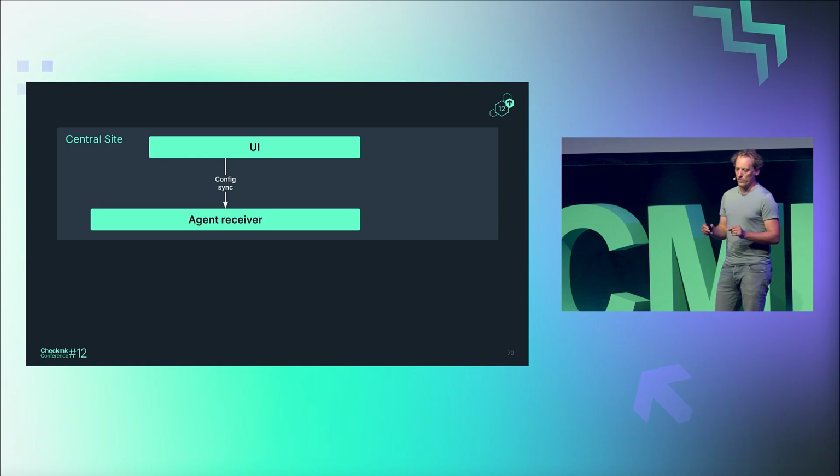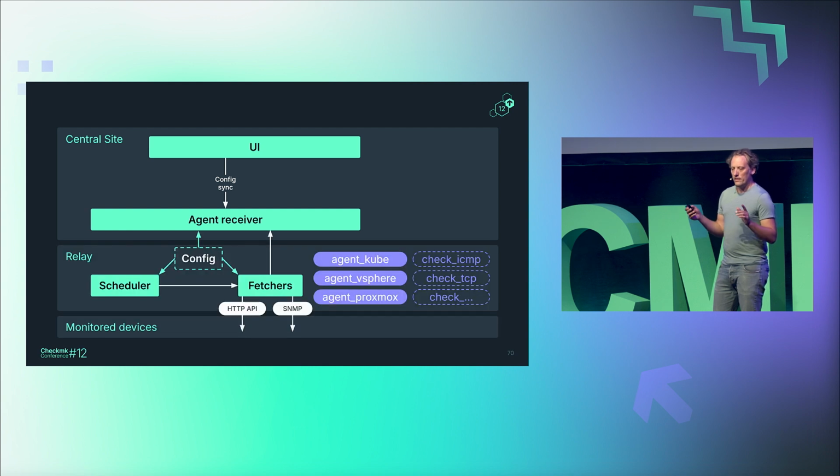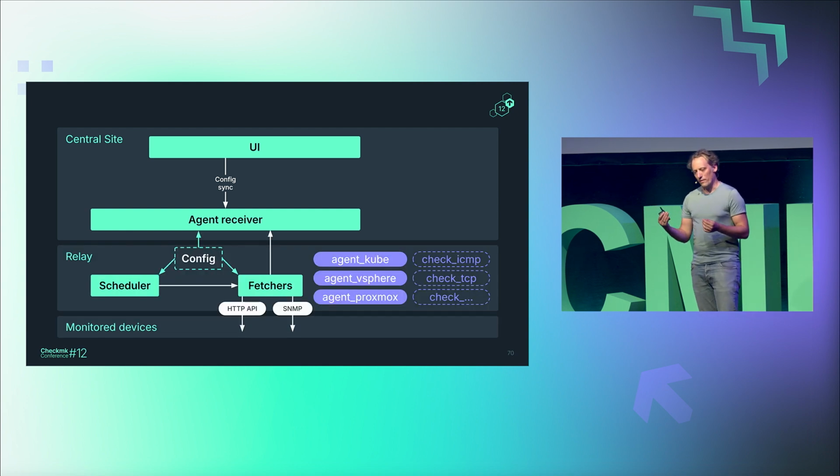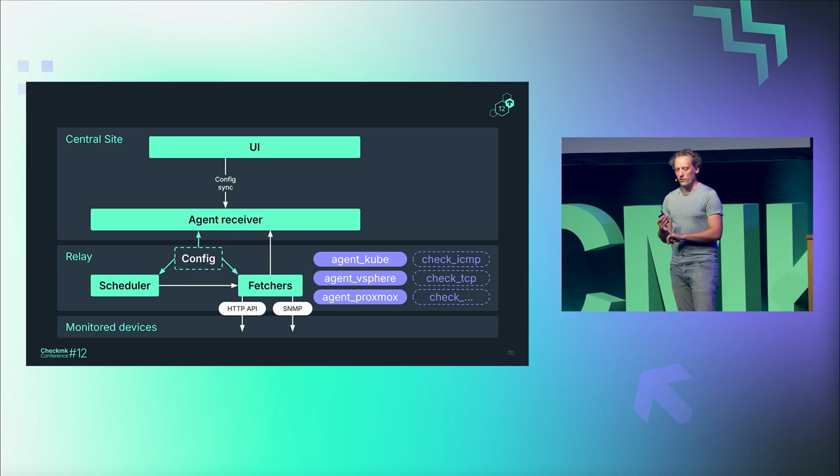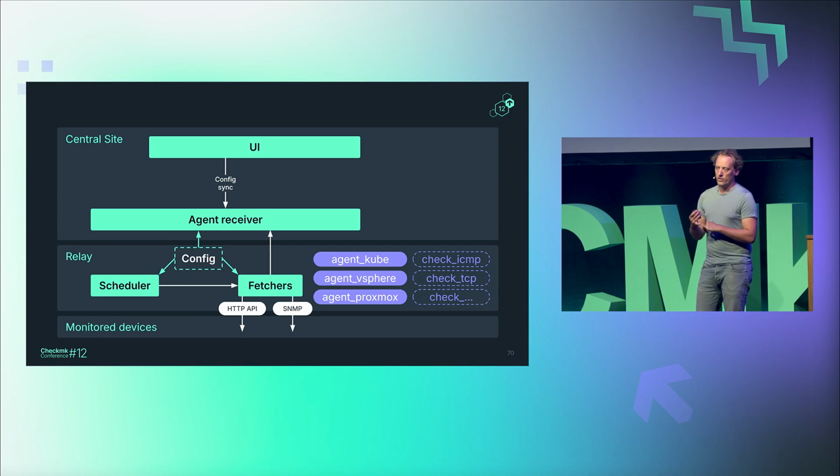The relay will always contact the agent receiver. So the config sits there, it waits, and then the relay pulls the configuration into the relay, where it will configure the schedulers and the fetchers. The scheduler will, on a regular basis, tell the fetchers to run. The fetcher will do what they do.